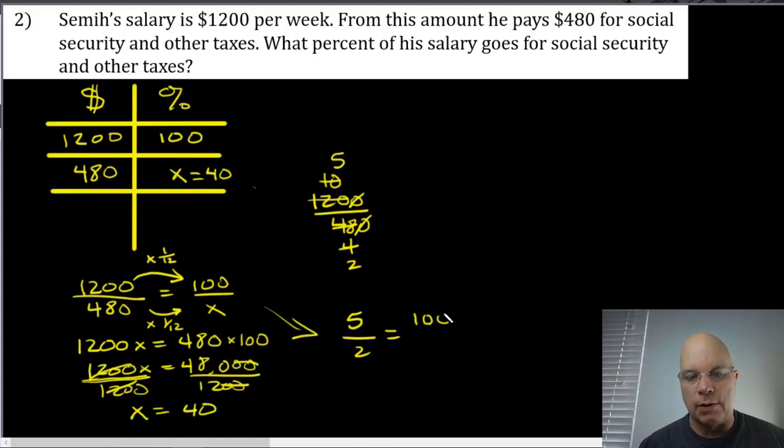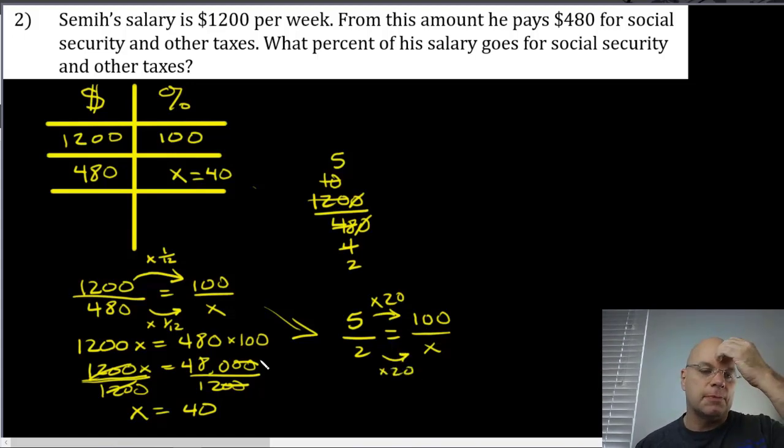So this really should be 100 over x. Then the scale factor jumps out even more. This is multiplied by 20. This is multiplied by 20. If you can simplify one of your fractions, often a very convenient scale factor will jump out at you. And so 2 times 20 is 40.